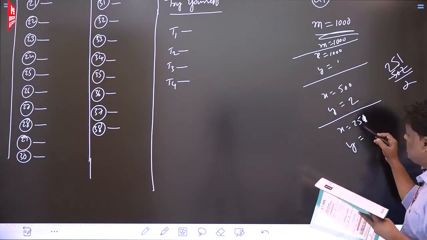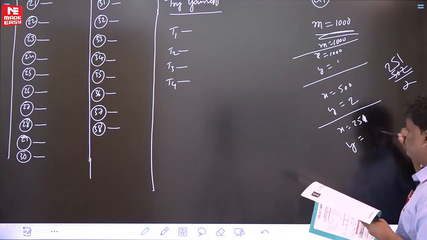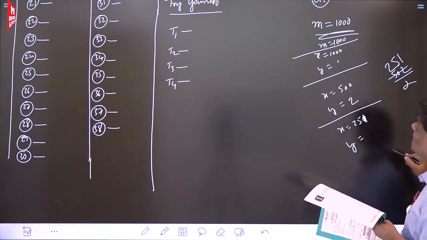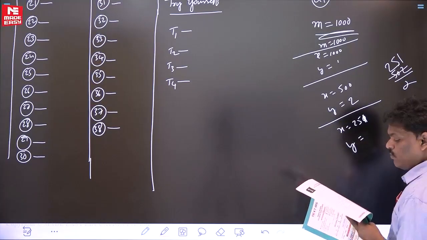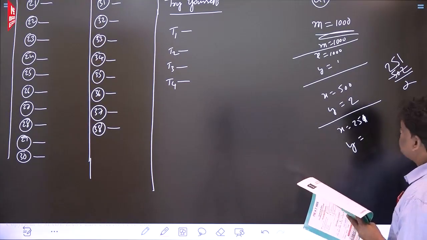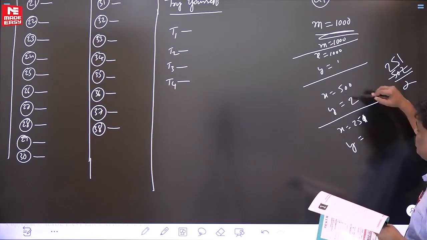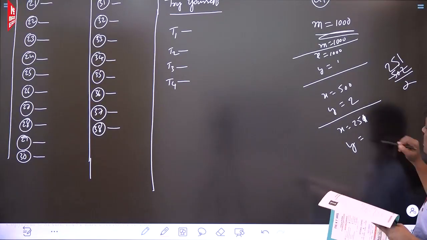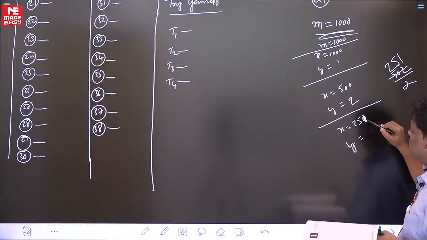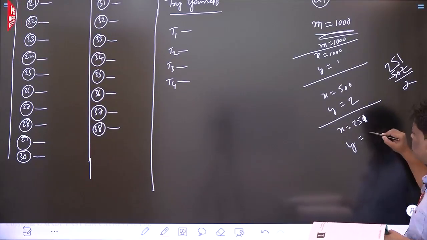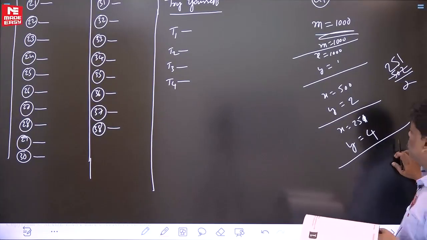In the next round, if you see x is equal to x plus y by 2, I think 502 by 2, what is the answer? 251. Y is equal to m by x, what is the m? 1000. 1000 by x, what is the answer? Previously 1000 by 500, now 1000 by 251, approximately how much? Approximately 4, right? So that is the reason approximately is saying, don't bother.